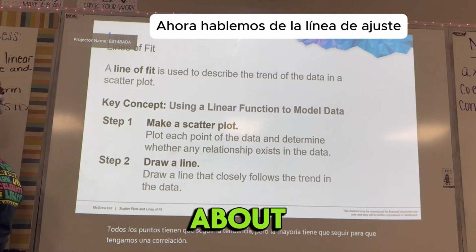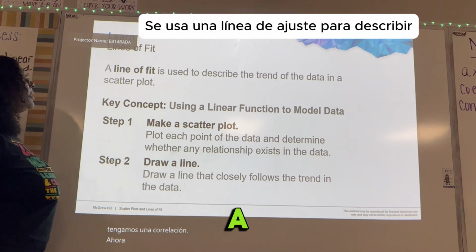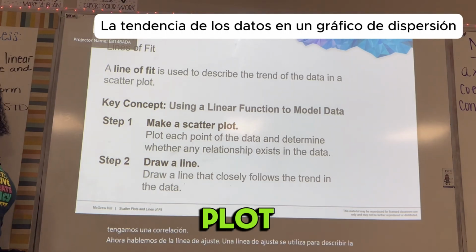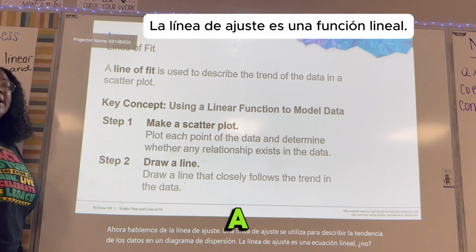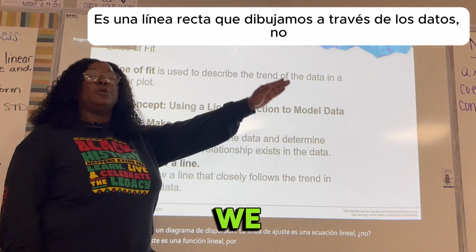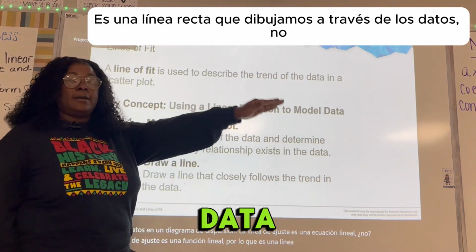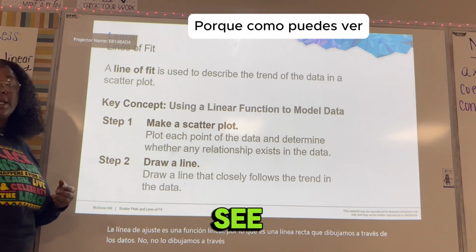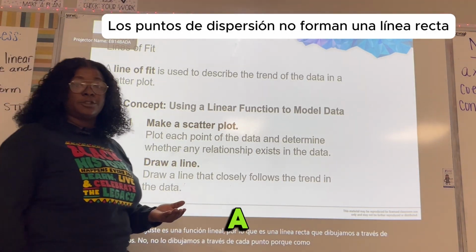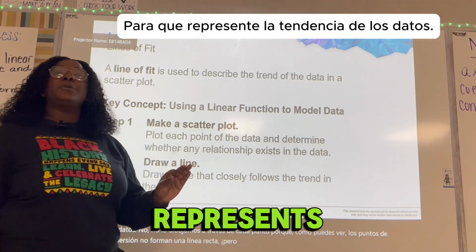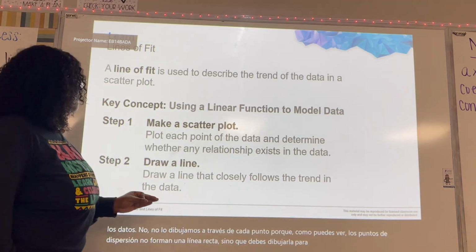Now let's talk about the line of fit. A line of fit is used to describe the trend of the data in a scatter plot. The line of fit is a linear function, so it is a straight line that we draw through the data. No, we do not draw it through every single point because, as you can see, scatter points do not make a straight line. But you need to draw it so that it represents the trend of the data.